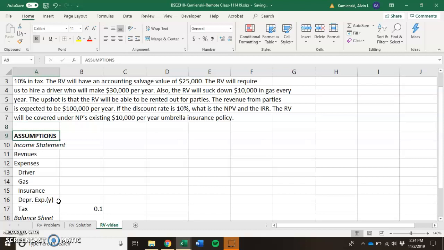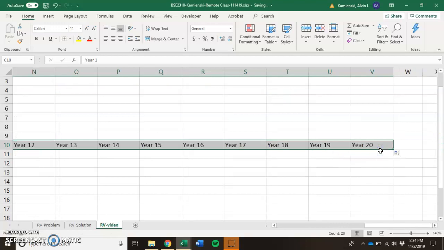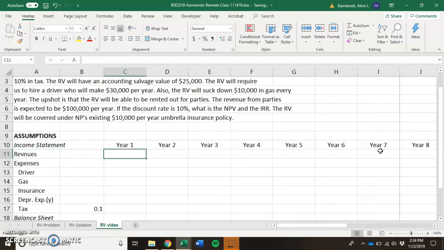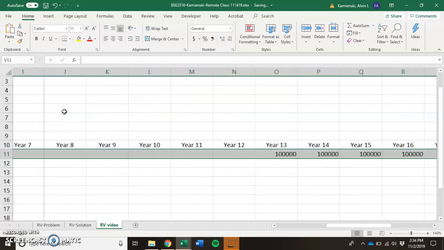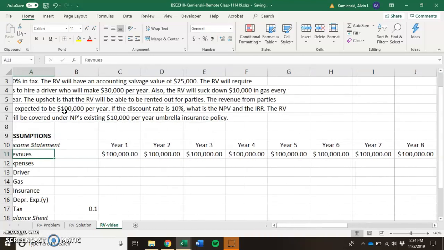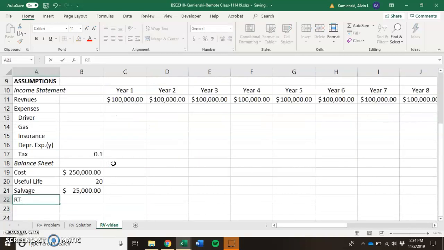The revenue from parties looks to me, if we start to think about year one, because this thing is going to last 20 years, it's reasonable to go ahead and pull our years all the way out to 20. And it appears that the RV is expected to bring revenue of $100,000 per year for every year that we own it. Okay, the discount rate will be 10%.